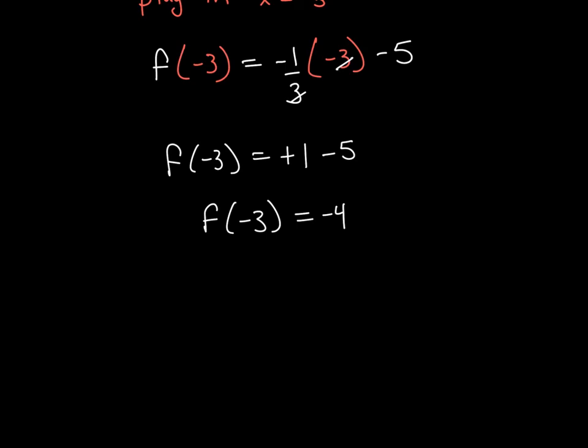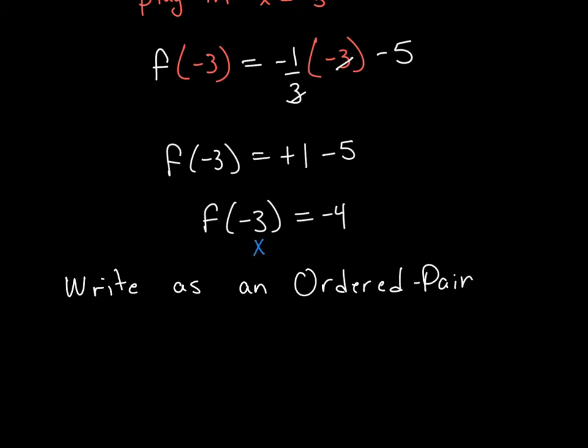And this is part D. If I ask you to write this as an ordered pair, what went into the function is x. What came out of the function was y. So to write that as an ordered pair, it would just be negative 3, comma, negative 4, because your ordered pair always goes x and y.